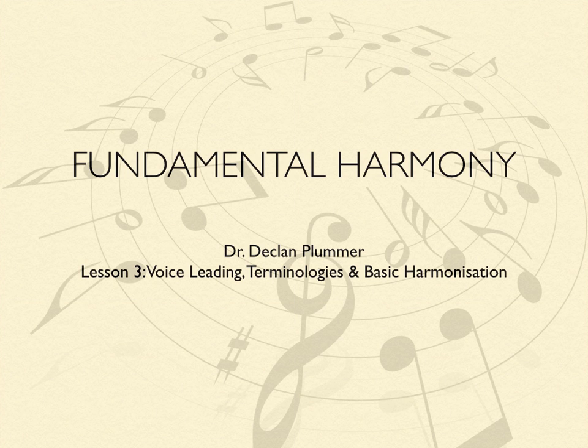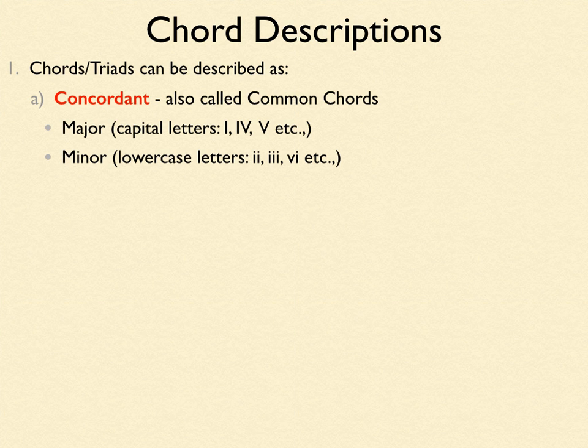So the first thing that I want to go over is just a few chord descriptions that you need to be familiar with. Chords and triads can be described as concordant, also known as common chords, and these tend to be all your major and minor chords. And remember from the last lesson that if it's a major chord or triad, it's a capital Roman numeral that you use to analyze it, or if it's a minor chord or triad, it's a lowercase Roman numeral that you use to analyze it. But all of those chords together are called concordant chords or common chords because they sound good together, and they're probably the most frequently used chords that you'll ever come across, not only in classical music but in most music, folk music, pop music, anything like that.